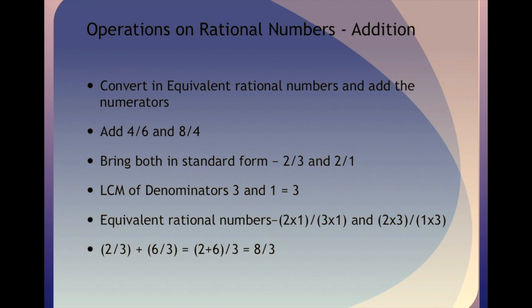For adding them, we just add the numerators, which are 2 and 6, and keep the denominator as the LCM. So the answer is 8 by 3. I hope you understand this method because it is something new and a bit different from adding two integers.